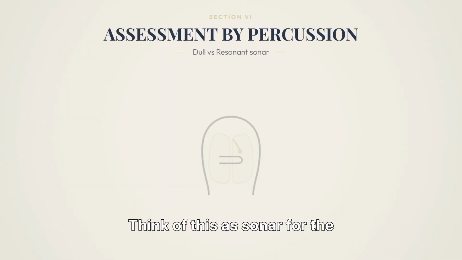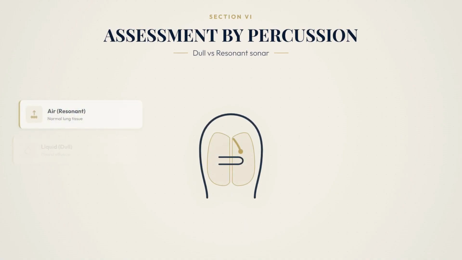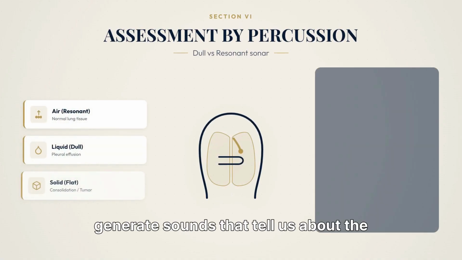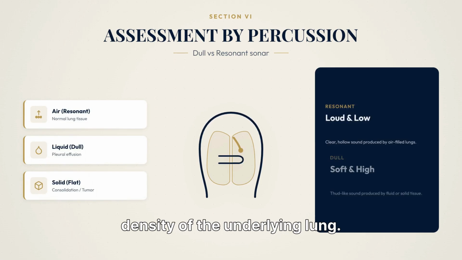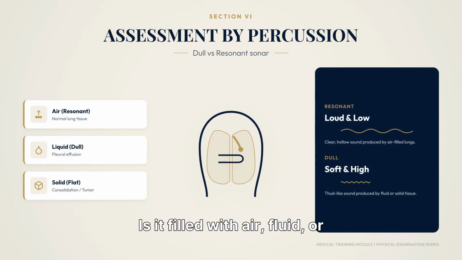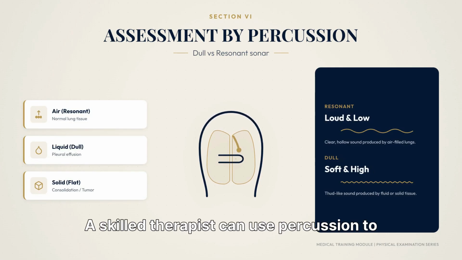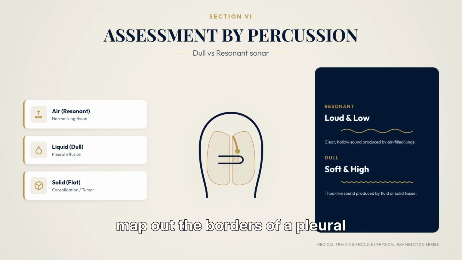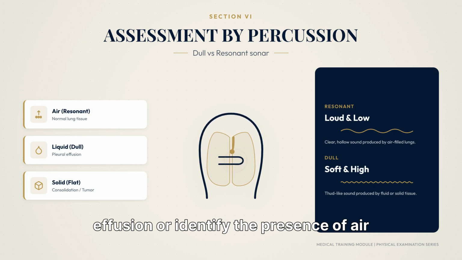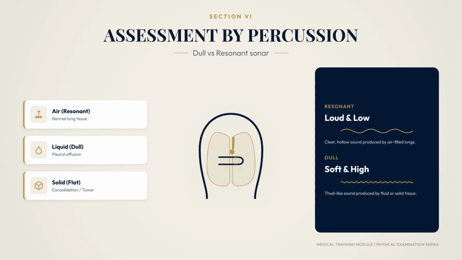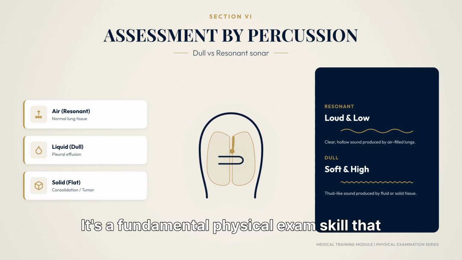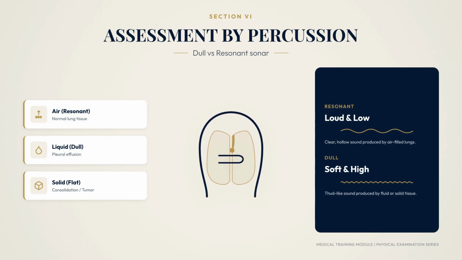Section 6. Assessment by percussion. Think of this as sonar for the chest. By tapping on the chest wall, we generate sounds that tell us about the density of the underlying lung. Is it filled with air, fluid, or solid tissue? A skilled therapist can use percussion to map out the borders of a pleural effusion or identify the presence of air trapping. It's a fundamental physical exam skill that complements everything we've done so far.